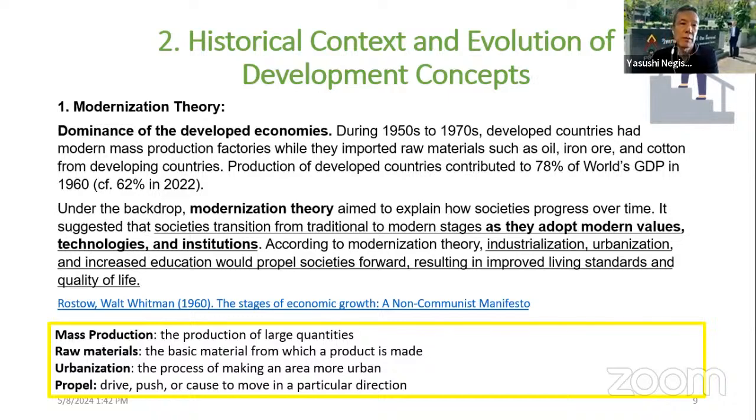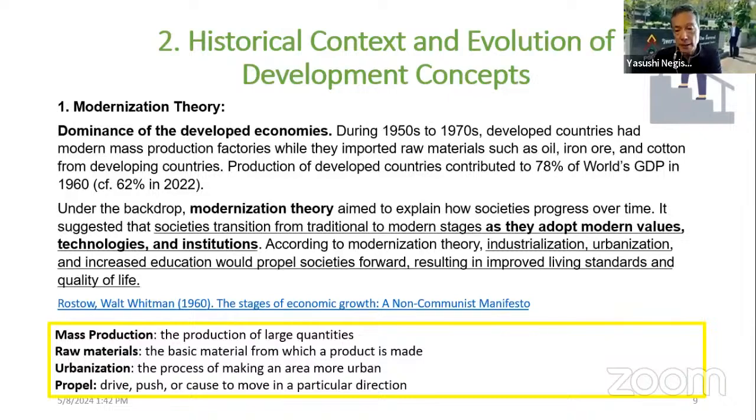And under this background, the theory called modernization theory aimed to explain how society progressed over time. This theory suggested a society's transition from traditional to modern stages as they adopt modern values, technology, and institutions. And according to modernization theory, industrialization, urbanization, and increased education would move societies forward, resulting in improved living standards and quality of life.